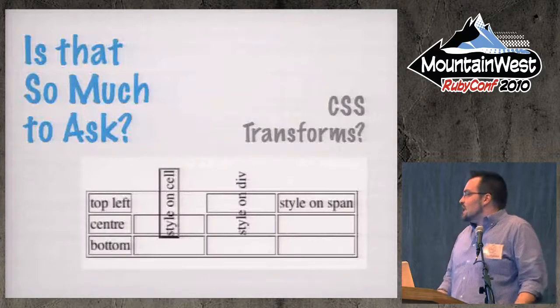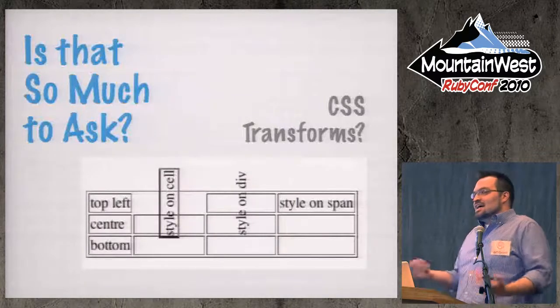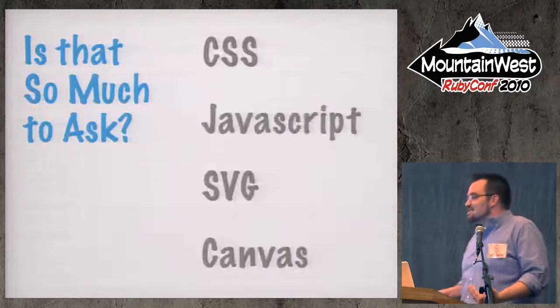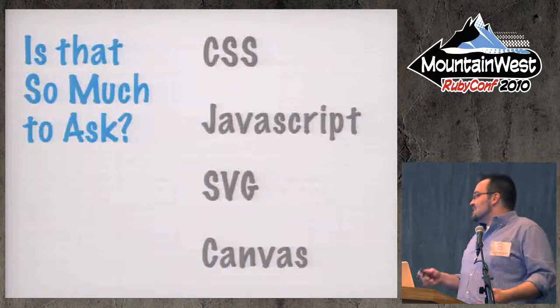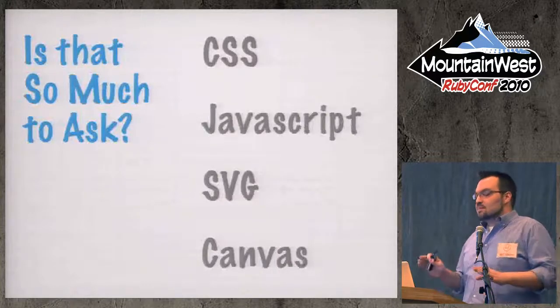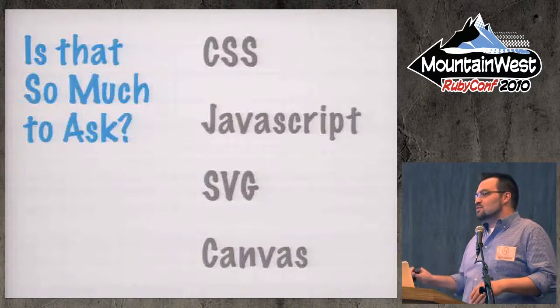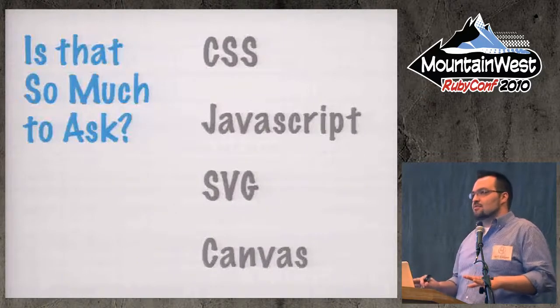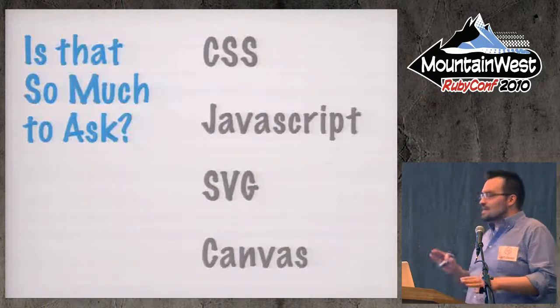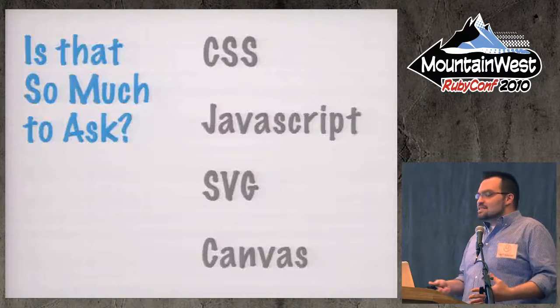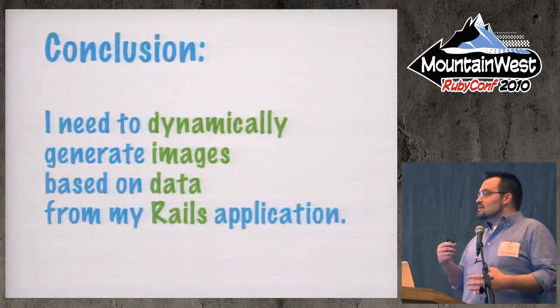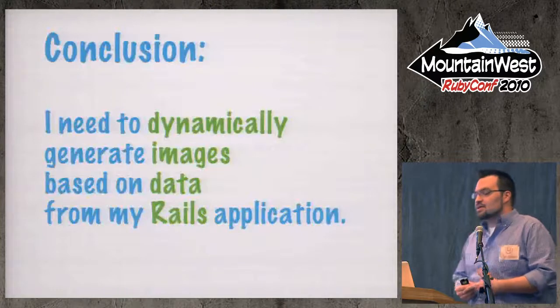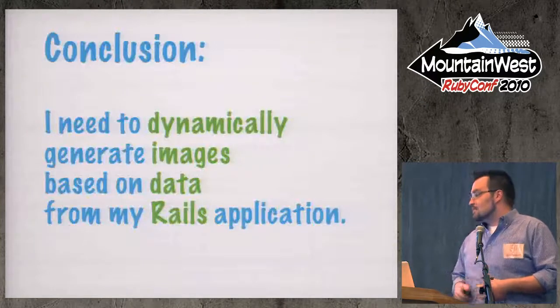I couldn't believe that this was so hard. I just looked at the Google results: JavaScript, CSS, SVG, Canvas. Especially in the latter two, there are ways to do it, but they were too complicated for me. I just looked at them and was like, I don't really get this. Why is this so hard? Okay, my conclusion was that I needed to dynamically create images based on the data in my Rails app.